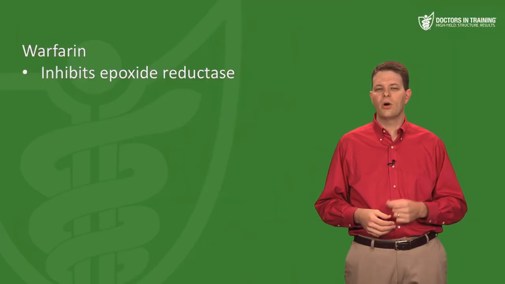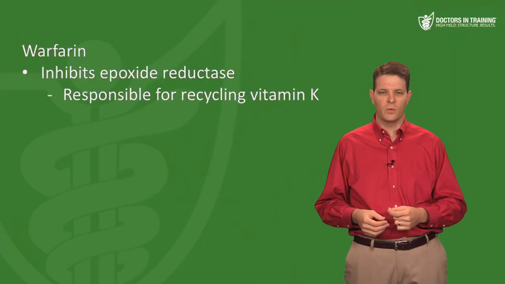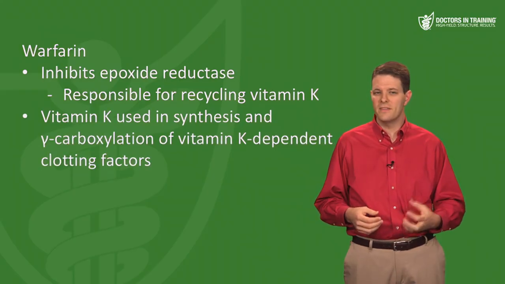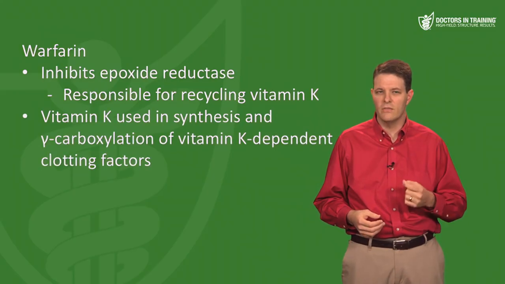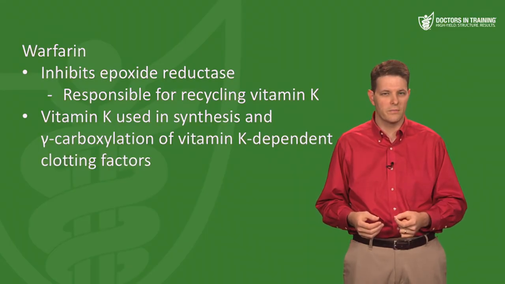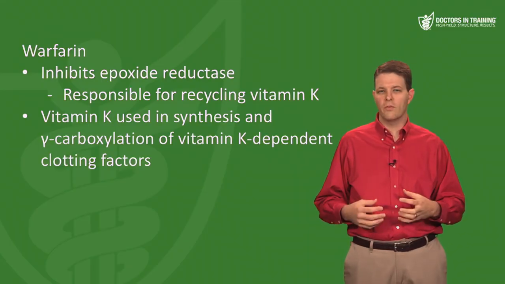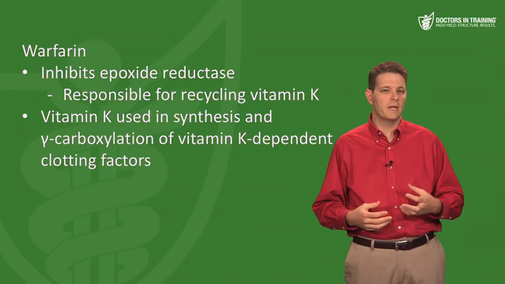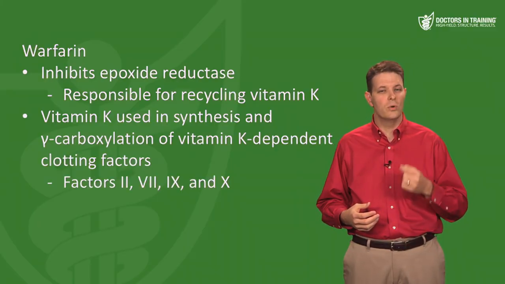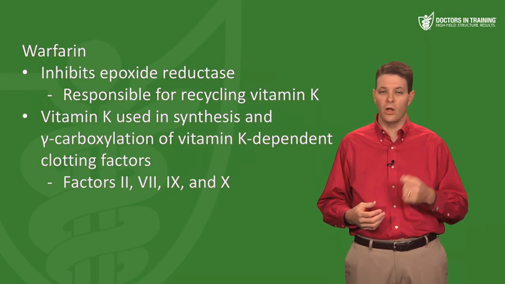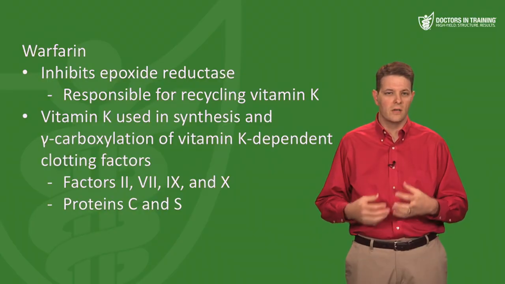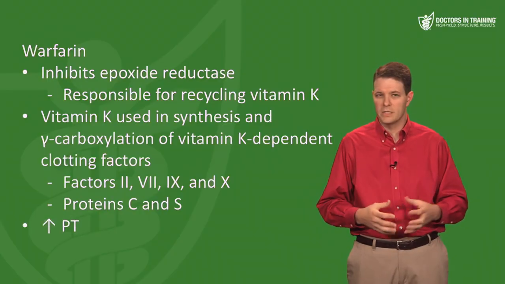Warfarin inhibits an enzyme called epoxide reductase, which is responsible for recycling vitamin K. And vitamin K is used in the synthesis and gamma carboxylation of vitamin K-dependent clotting factors. So warfarin prevents your liver from being able to manufacture these specific clotting factors. Now, we've already talked about the vitamin K-dependent clotting factors being factors 2, 7, 9, and 10, and also protein C and protein S. So warfarin inhibits those factors, and that's going to affect the PT, or the prothrombin time.